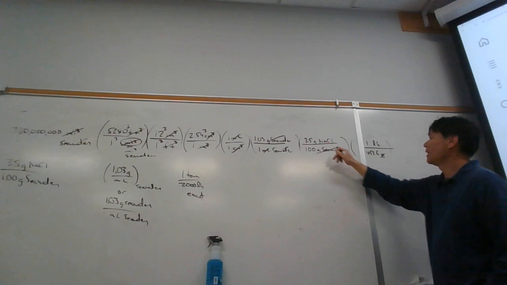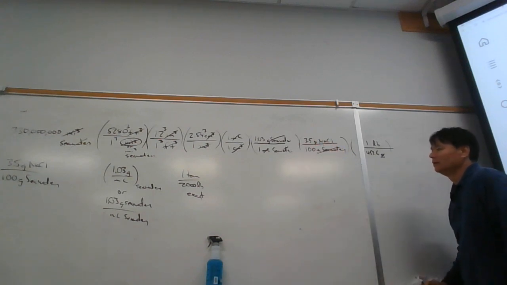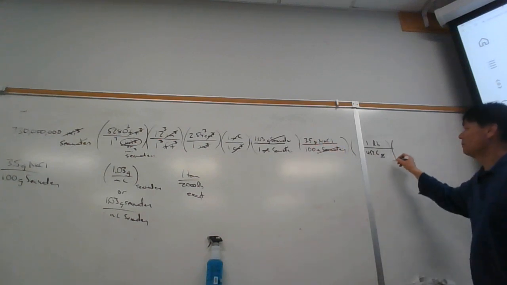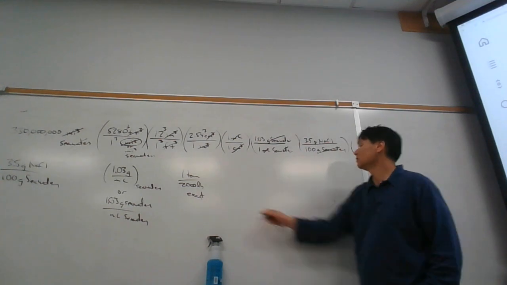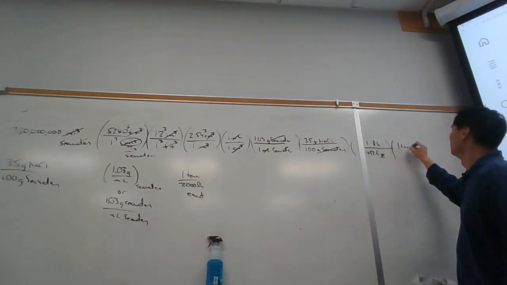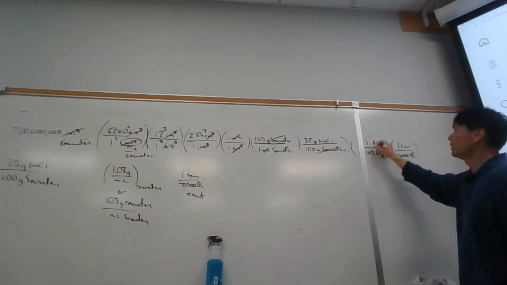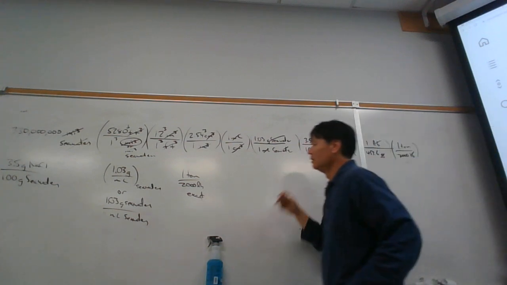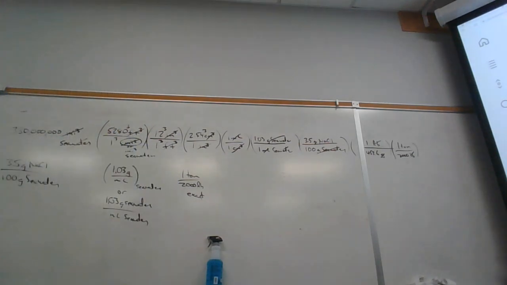And so now we're going to have pounds of sodium chloride. If we have pounds, then we can go to tons. So it's 1 ton per 2,000 pounds. And now we have tons of sodium chloride. So we're done. Let's go ahead and calculate it.